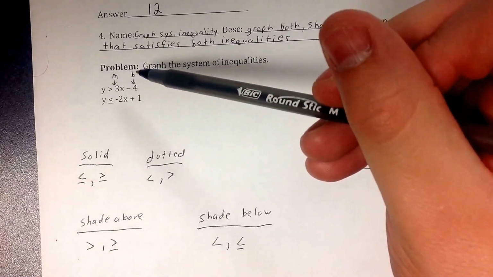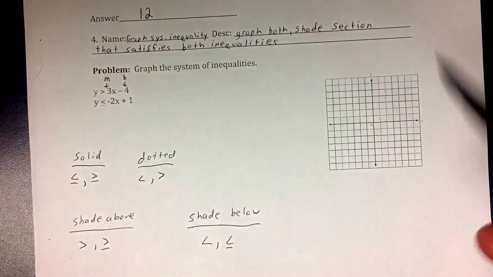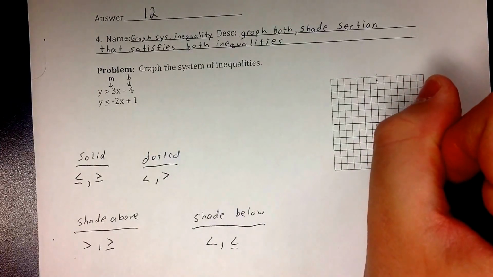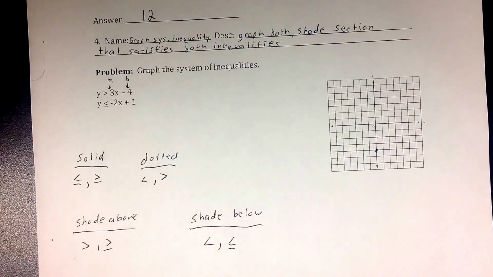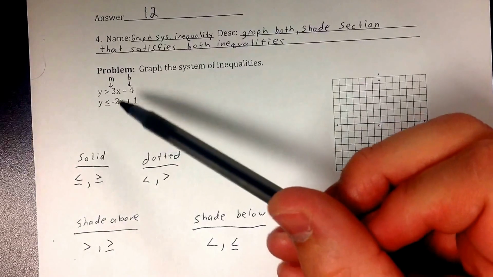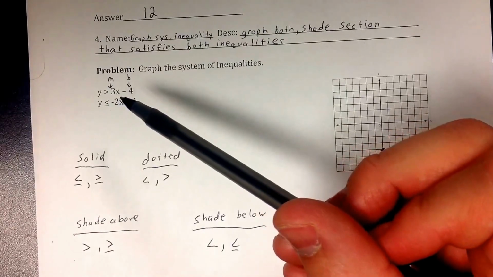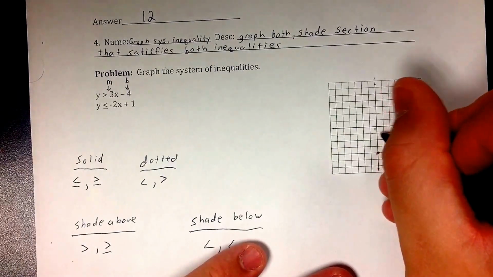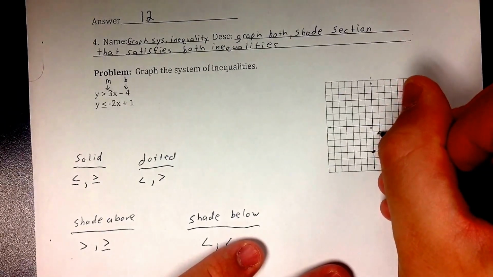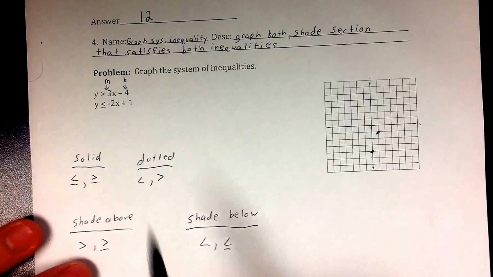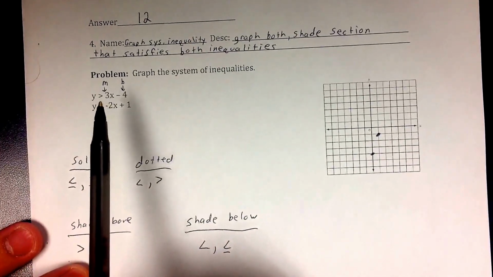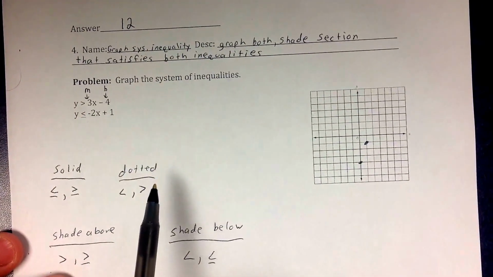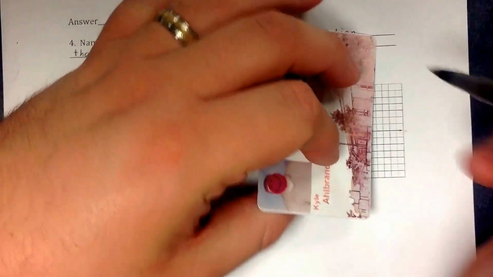So on the first inequality, I'm going to start at negative 4 on the y-axis. Now m is 3, or 3 over 1. So from that negative 4, I would go up 3 over 1. Again, since it's just a greater than sign, that tells me it's going to be a dotted or dashed line.